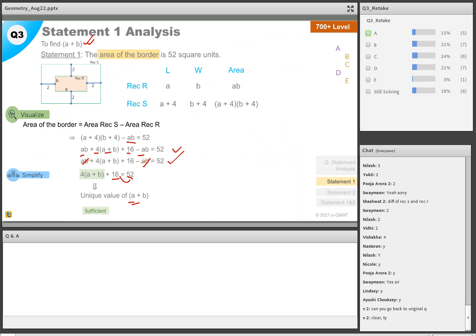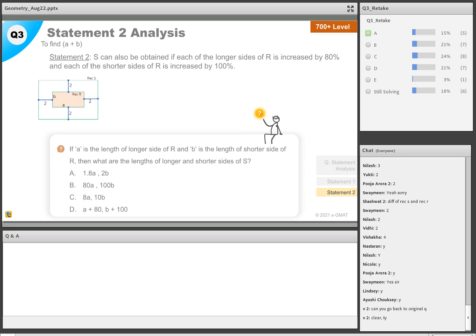Let's now move into the second statement. The second statement is a very tricky statement. Anyone who could crack the statement, I'm very sure you are doing very well in your GMAT geometry. So let's come to the second statement. S can also be obtained if each of the longer sides of R is increased by 80% and each of the shorter sides of R is increased by 100%.